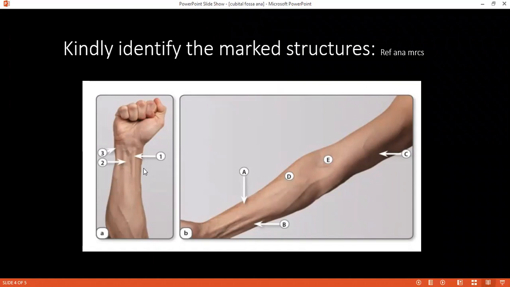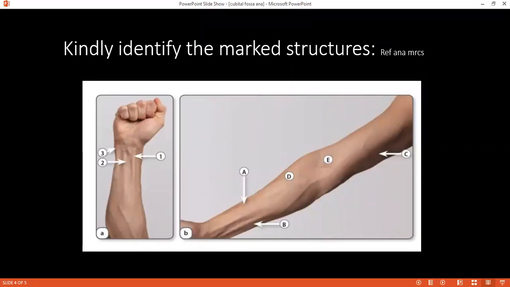Yes, I can do it. The structure labeled 1 in image A is the flexor carpi radialis tendon, structure 2 is the flexor digitorum superficialis tendon, and structure 3 is the flexor carpi ulnaris tendon.